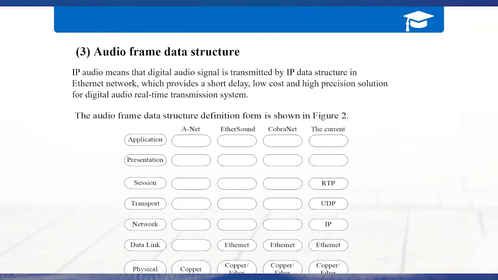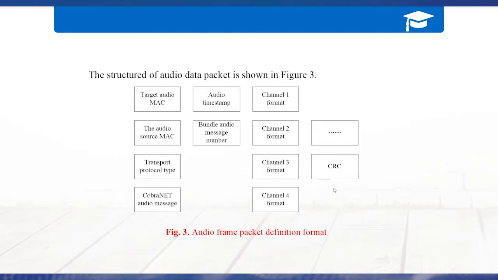3. Audio frame data structure. Figure 2 is the audio frame data structure. This picture is from physical, data link, network, transport, session, presentation, application, and can provide a short delay, low cost, and higher precision solution. For example, in the session layer we can use RTP, in the transport layer we can use UDP, and so on. Figure 3 is the structure of the audio data packet. For example, audio timestamps, audio message numbers, channels, CSRC, and so on.